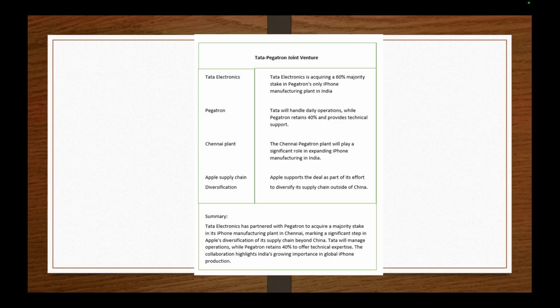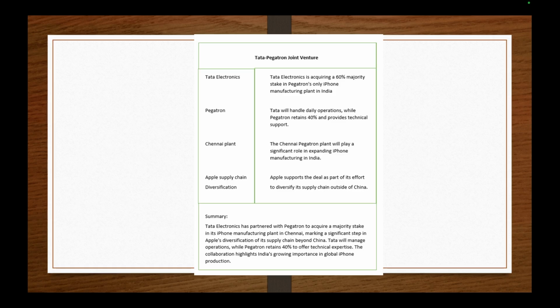To the right, we see some major points, that is Tata Electronics is acquiring a 60% majority stake in Pegatron's only iPhone manufacturing plant in India. Tata will handle daily operations while Pegatron retains 40% and provides technical support. The Chennai Pegatron plant will play a significant role in expanding iPhone manufacturing in India, and then Apple supports the deal as part of its efforts to diversify its supply chain outside of China.